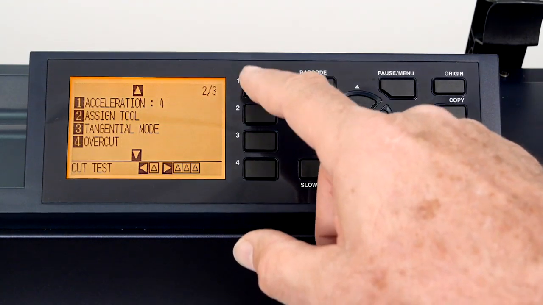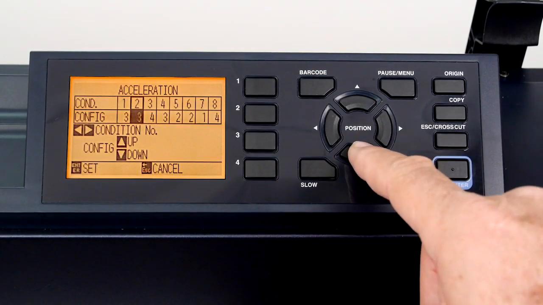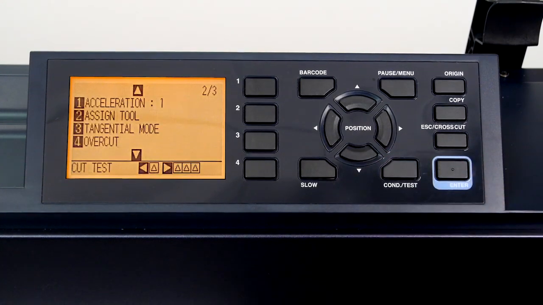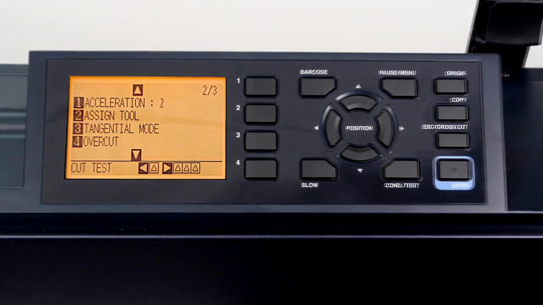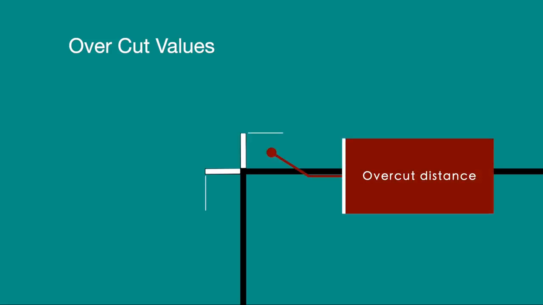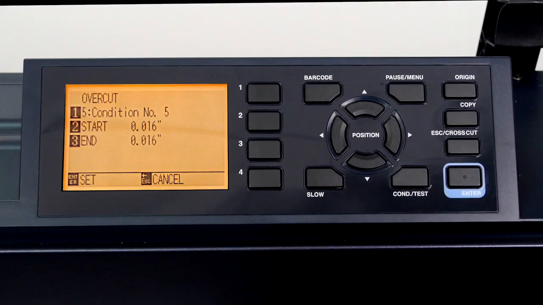The acceleration should also be adjusted to a slower value so that it won't accelerate around the corners too fast, causing the corners to lift or be damaged. The next option is the overcut value. This option goes hand in hand with the tangential mode in that it allows the distance of the overcut to be adjusted. The overcut value is generally not needed for thinner materials, so we won't adjust them.